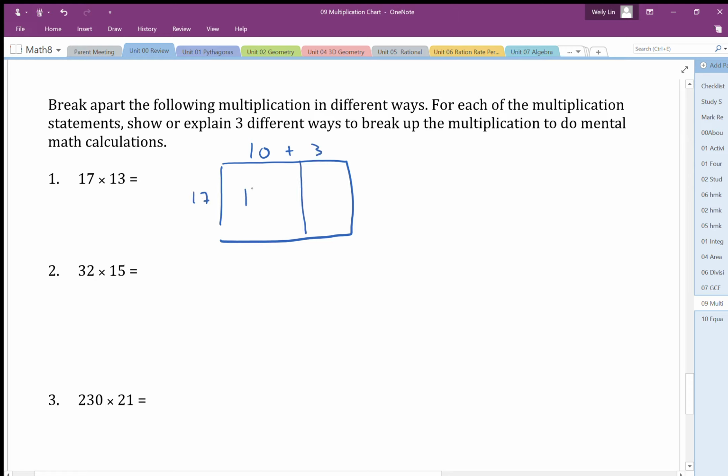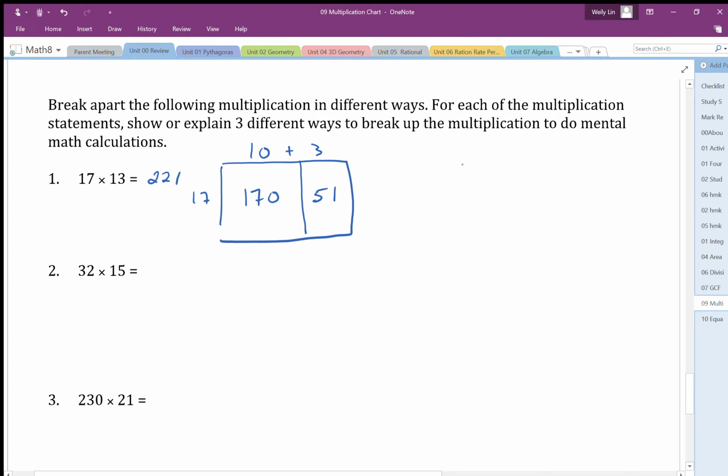This is going to be 170. 3 times 17, I could further break down into 3 times 10 and 3 times 7. So 3 times 10 is 30, 3 times 7 is 21. So that works out to be 51. So 17 times 13, when I add that together, I end up with 221 is my answer. Okay, so we can do this in lots of different ways.